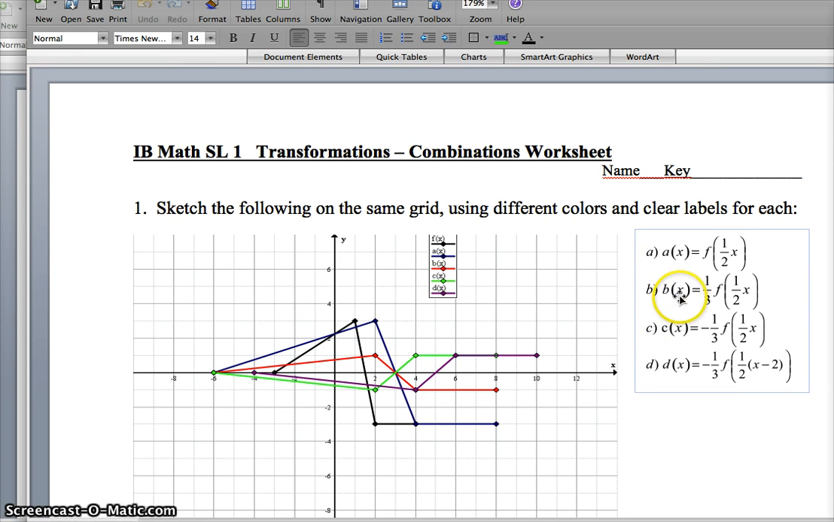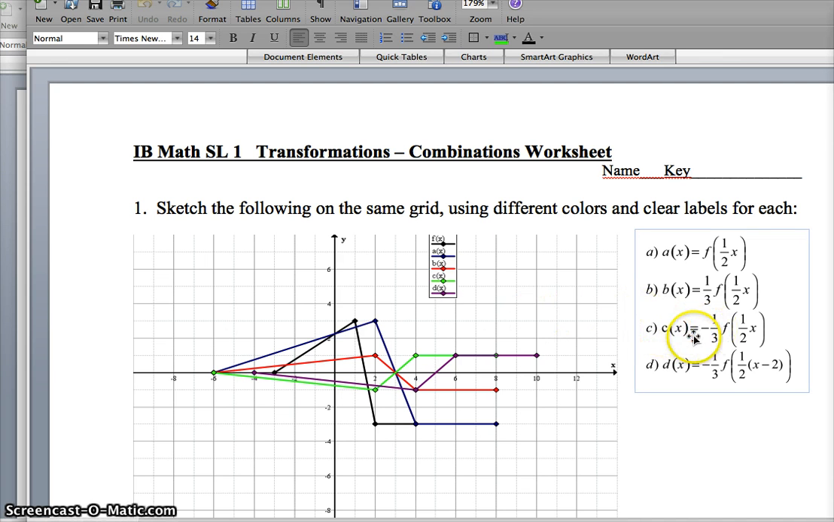Now if we look at function b, we have an additional transformation. We're multiplying the y coordinate by 1/3. So a point like (1, 3), first, because of the horizontal stretch, becomes (2, 3). Then because of the vertical compression by a factor of 1/3, it becomes (2, 1) instead of (2, 3).